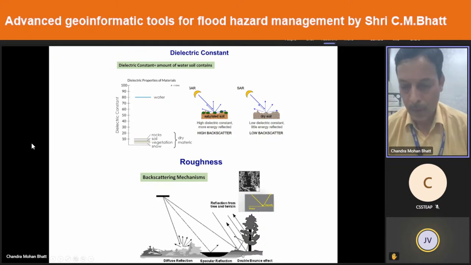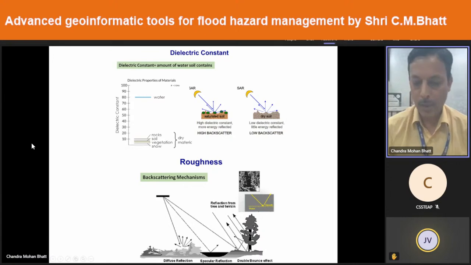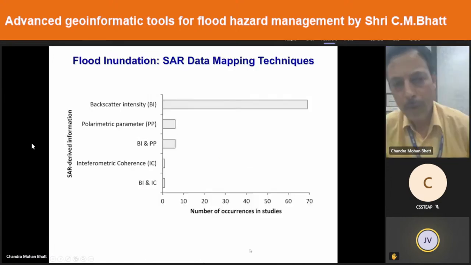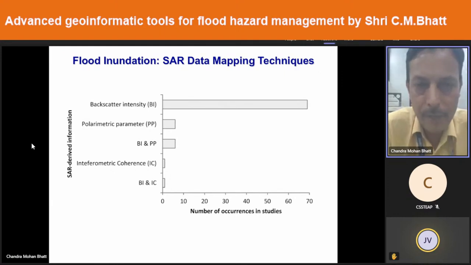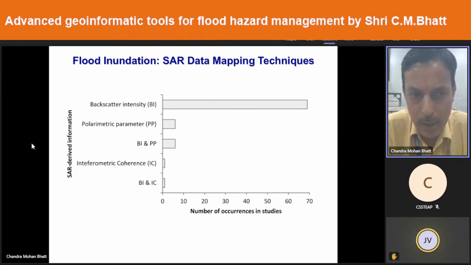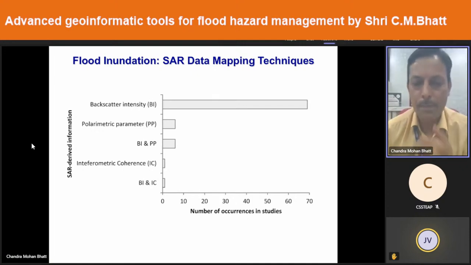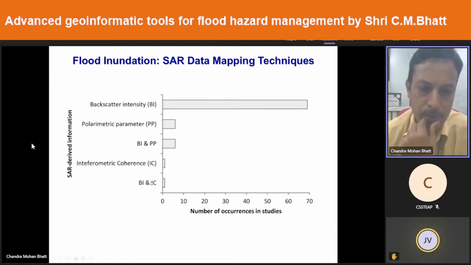And if you have a situation where you have water along a tree stem or trunk, you may have a multiple scattering or double bounce effect. Now, for the optical data, we have different techniques like NDWI and MNDWI to map the water. Here also, for SAR data, there are different techniques like backscatter intensity, polarimetric parameters, interferometric coherence, or people have used backscatter intensity and interferometric coherence, or backscatter intensity and polarimetric parameters.